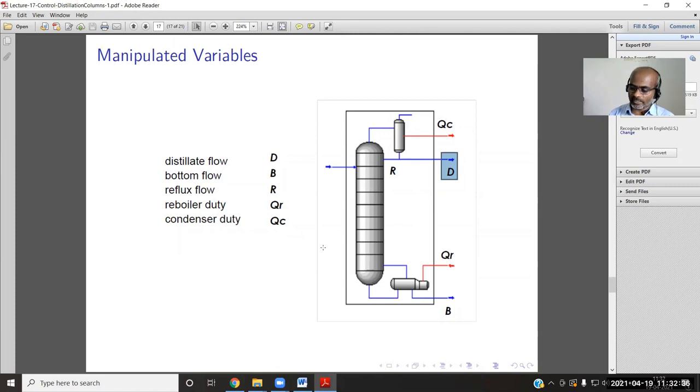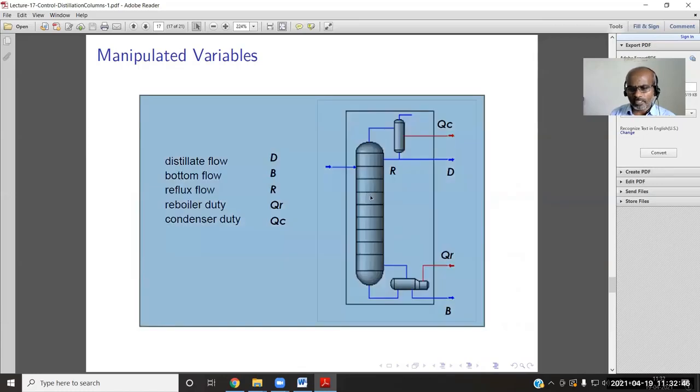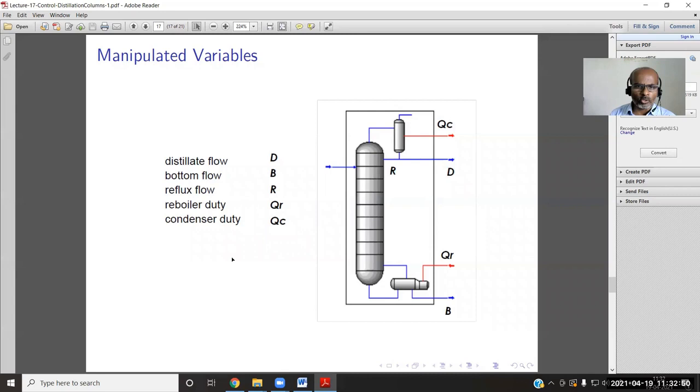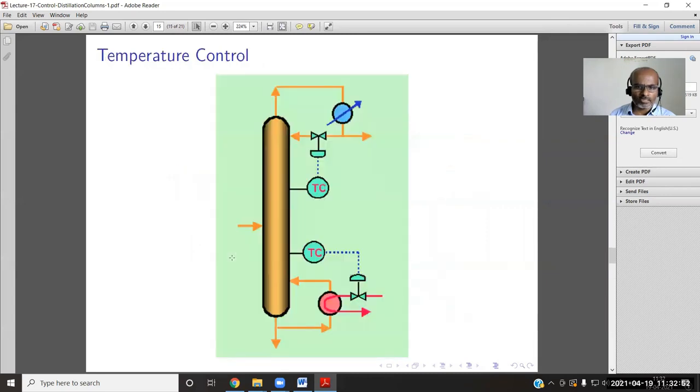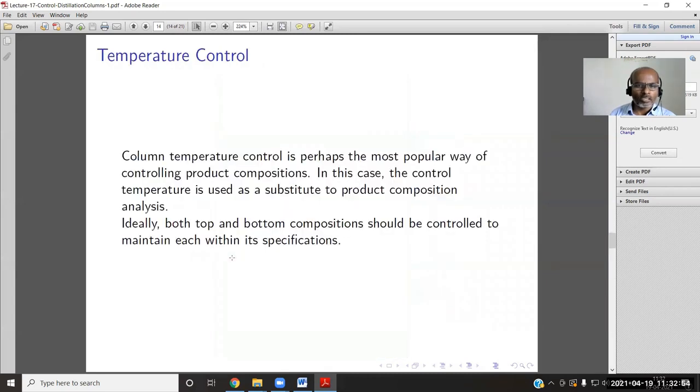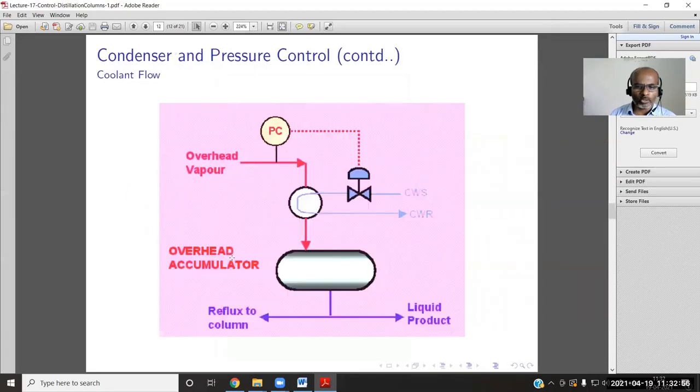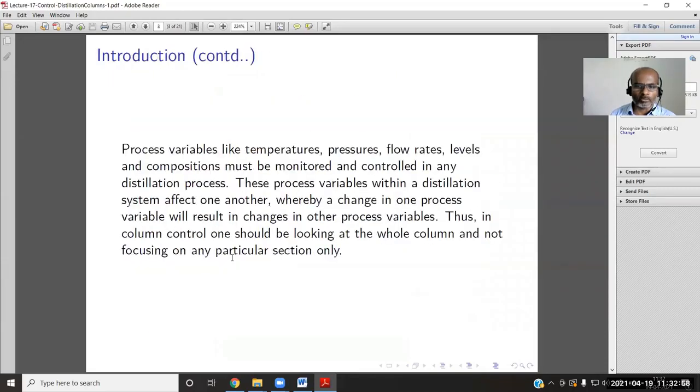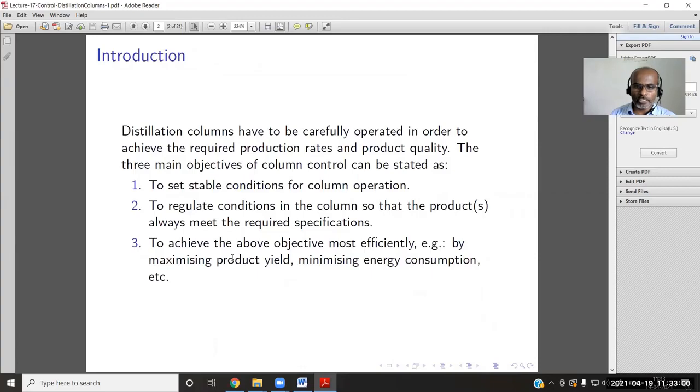Okay, so in industry they are simply measuring the top product temperature, and not only the top product, they will also have measurement at some other tray as well, which is an indirect measurement of composition. Okay, so let us see the thing. Let us go from the first, no? So the objective is to control the composition.